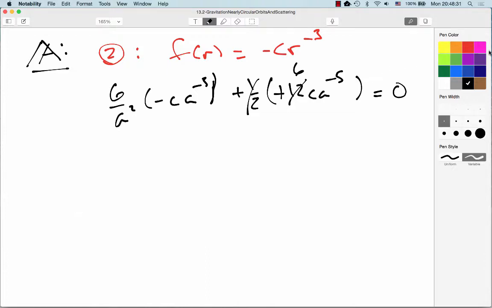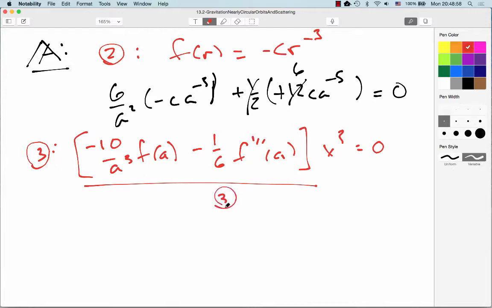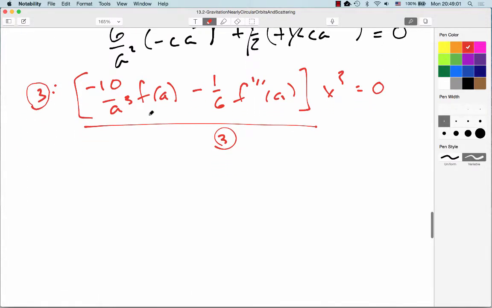And when you do, I will just assert that the thing in the brackets for 3 is going to be a minus 10 over a cubed f of a minus 1/6 f triple prime of a. That's all going to multiply x cubed, and we demand it to be 0, but again, we're looking just at the thing in the brackets. That's our term 3.